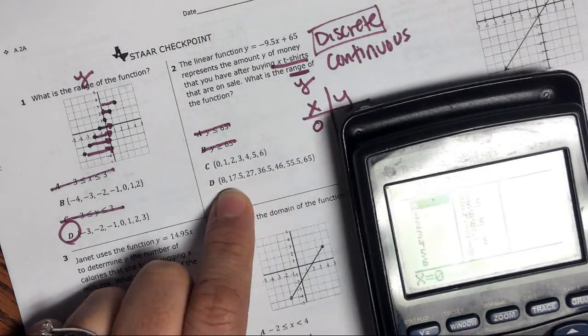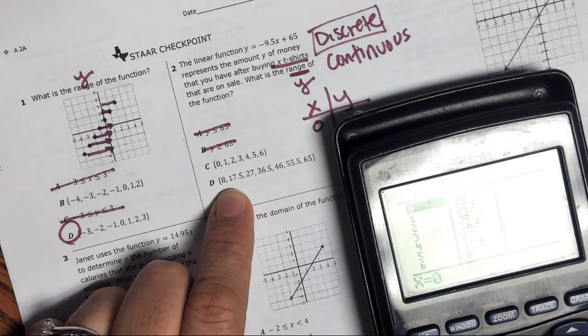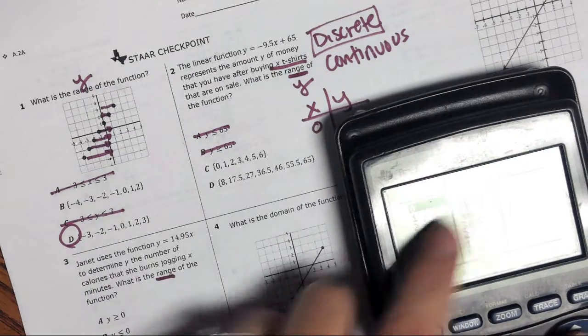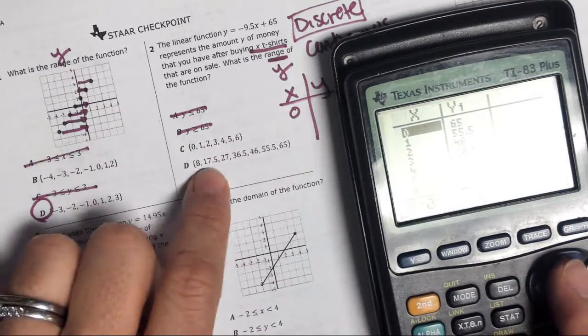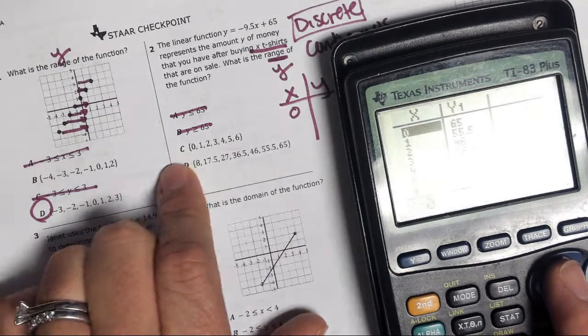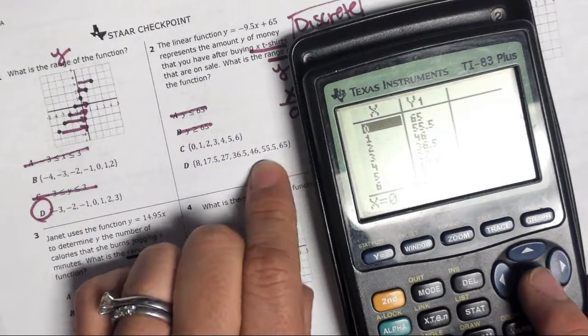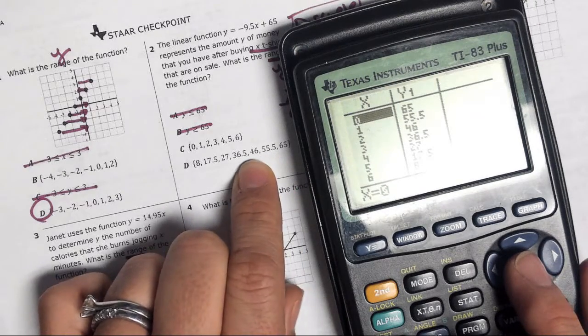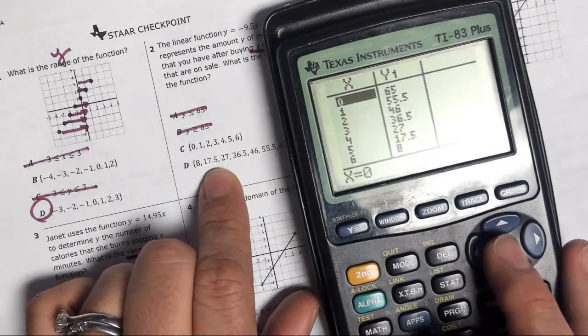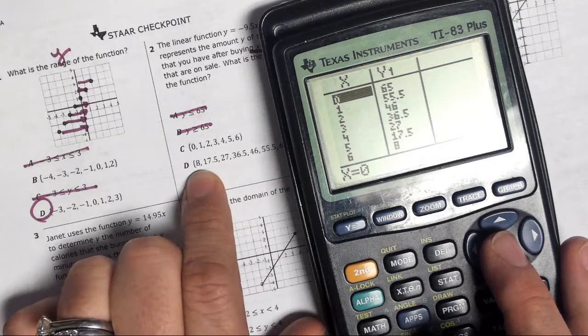Starting at 0, it'd be at 65. Oops, sorry. So remember, domain and range go from least to greatest. So it'd be 65, then 55.5, then 46, 36.5, 27, 17.5, and then 8.